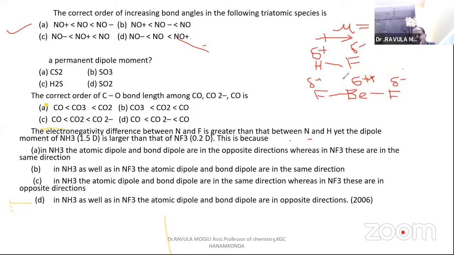You see, this is a fluorine, one direction. It is a right side direction that has some dipole moment. That mu value is there. Again, fluorine attracts the electron pair, so here also it has some dipole moment.